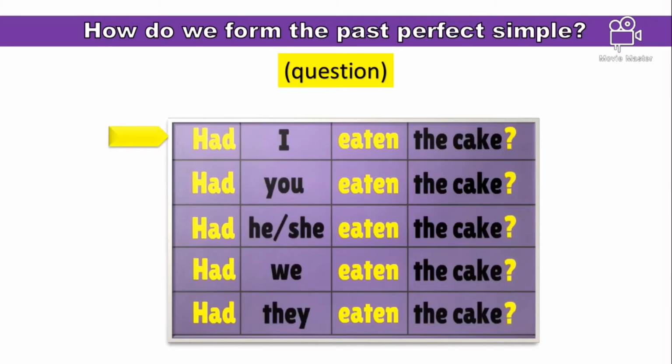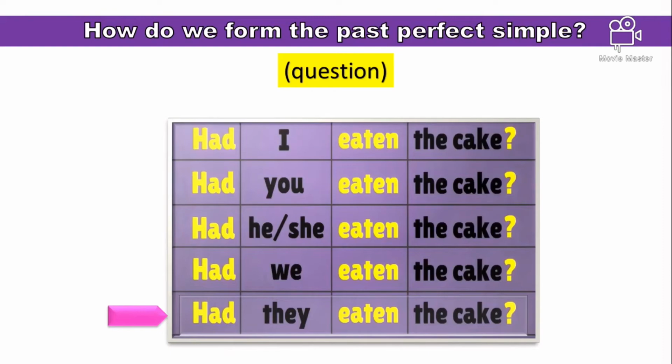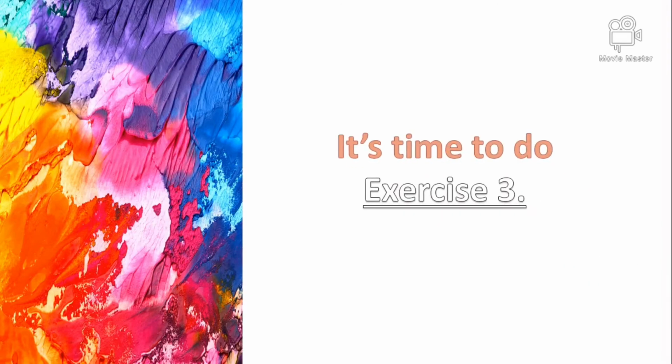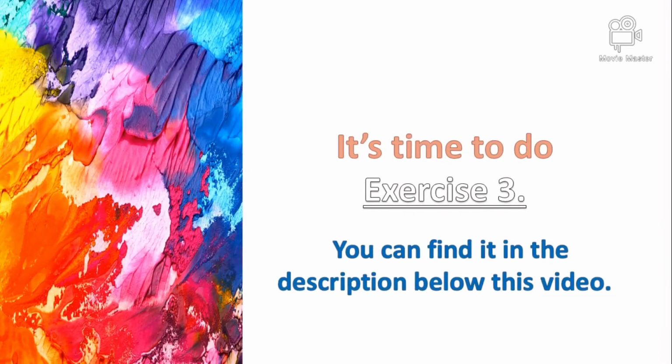Had I eaten the cake? Had you eaten the cake? Had he eaten the cake? Had she eaten the cake? Had we eaten the cake? Had they eaten the cake? It's time to do exercise 3. You can find it in the description below.